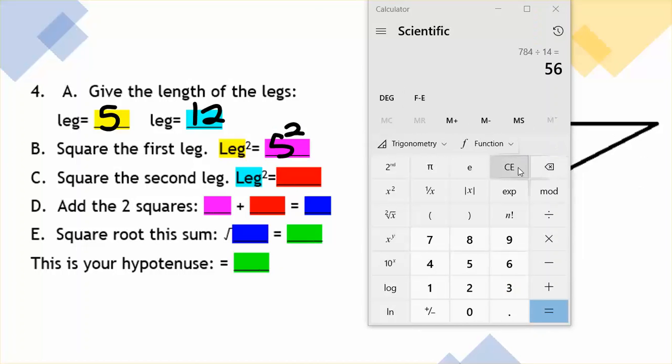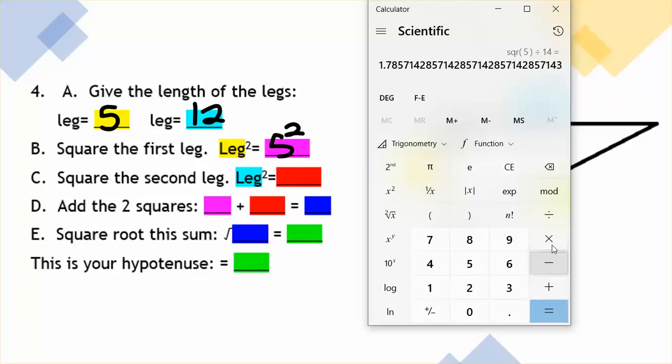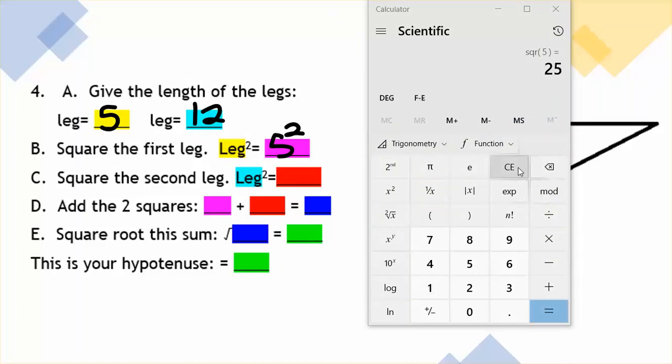You probably want to use your calculator to square. Hopefully you found the squared button on your calculator. So I'm going to do 5 squared. Sorry. So 5 squared equals 25. If you can't find the square key, remember square means multiplying it by itself. So I could also take 5 times 5. Make sure you can find that 5 squared is 25.